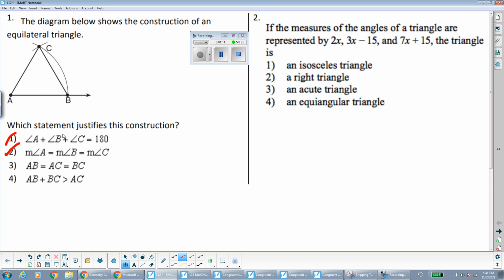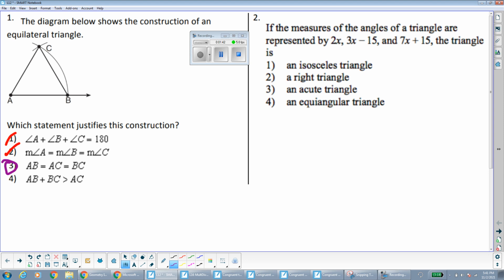Although it's true that all the angles of a triangle add up to 180 degrees, and that in an equilateral triangle all the angles are equal, that's not what we use to make the construction. The construction works because we take one of the sides and copy it to make the other two sides, making 3 equal sides. That brings me to answer choice number 3, which says all of the sides are equal to each other, which is exactly why the construction works.